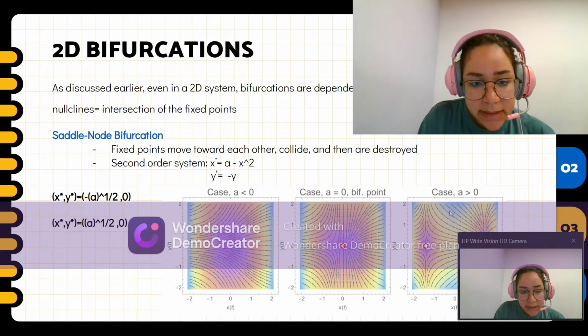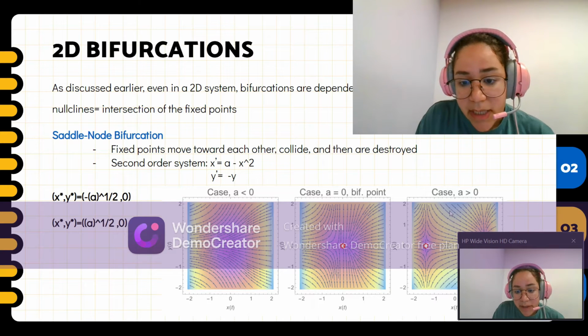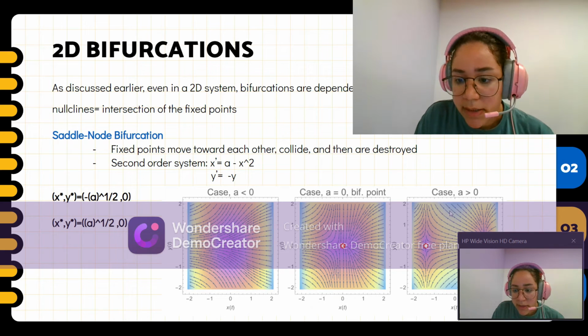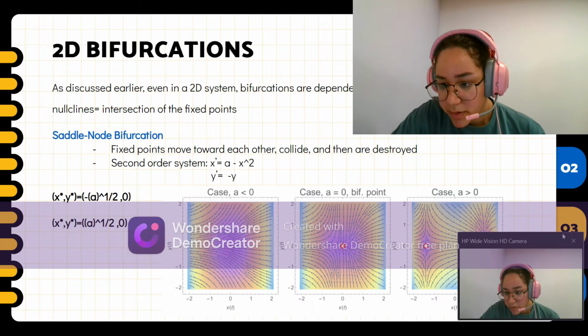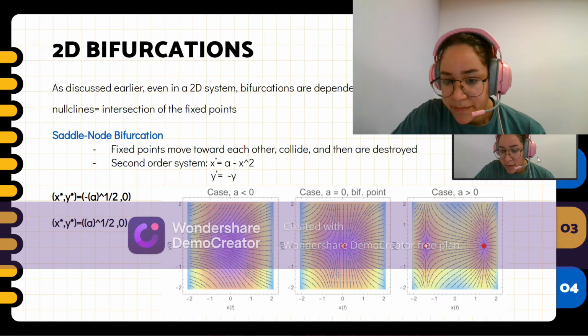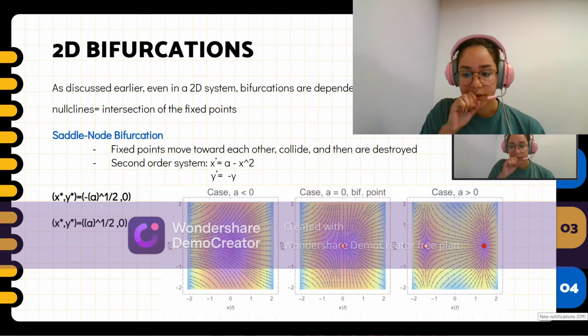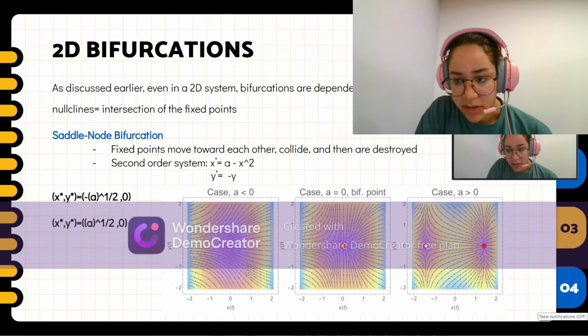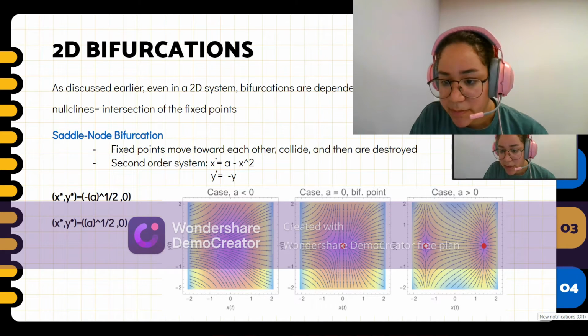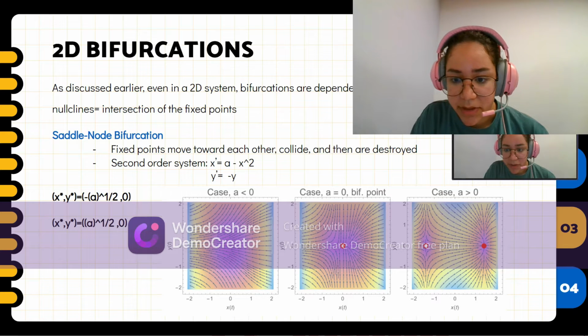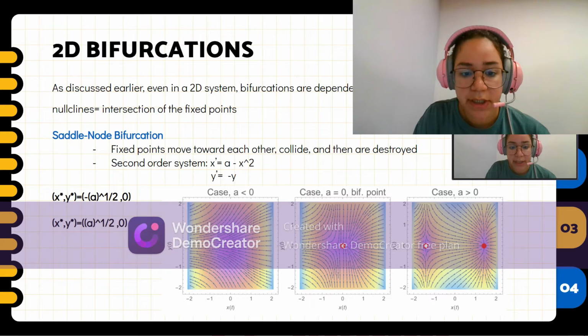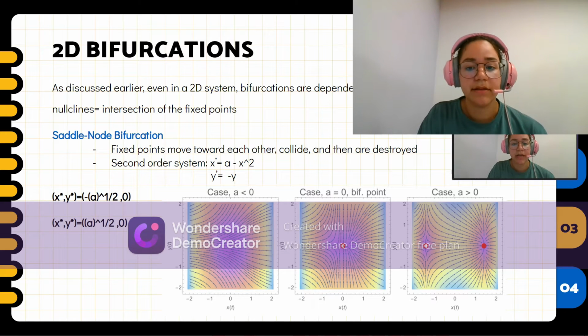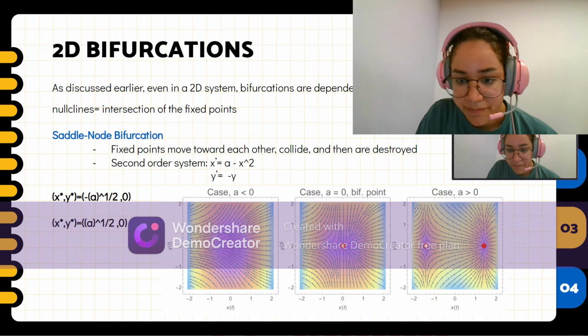Again, you can see that the fixed points move together, they collide, and there's a bifurcation as a equals 0. Actually, it's the other way. As a becomes greater, the fixed points are moving closer to each other. At a equals 0 there's a bifurcation. When a is less than 0, they're destroyed, as you don't see anything.